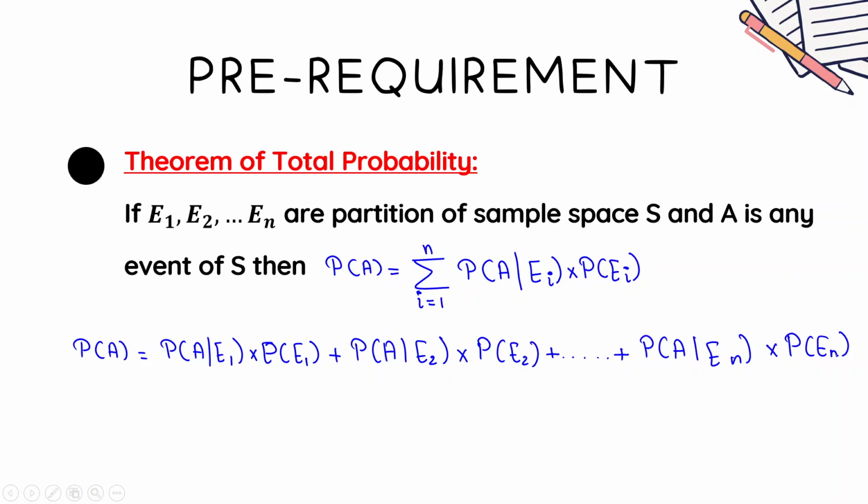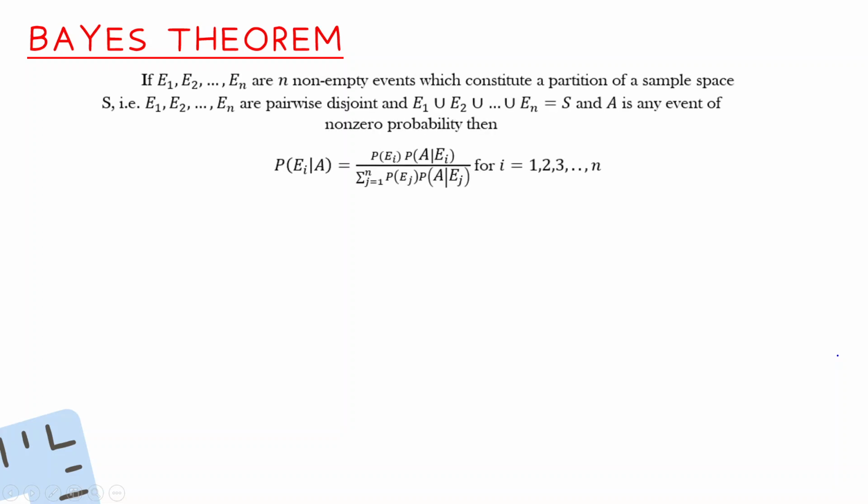Now, finally, we can study the statement of Bayes theorem and its proof. The statement of Bayes theorem goes like this. If E1, E2, dot dot dot till En are n non-empty events which constitute a partition of the sample space S (now we know the meaning of partition, that means they are pairwise disjoint and the union is S), and A is any event, then Bayes theorem states that the probability of Ei given A is given by this formula.